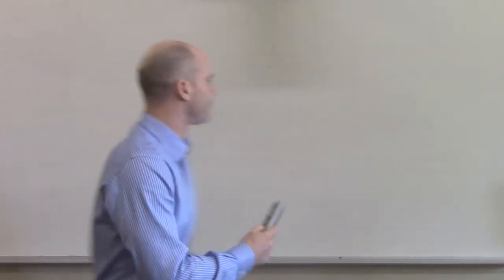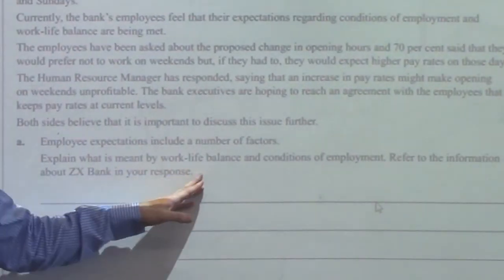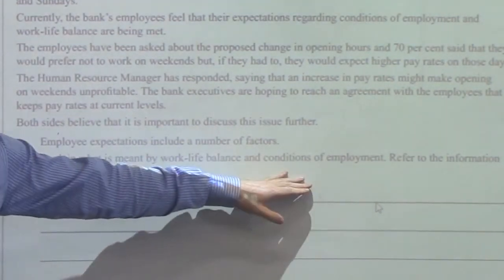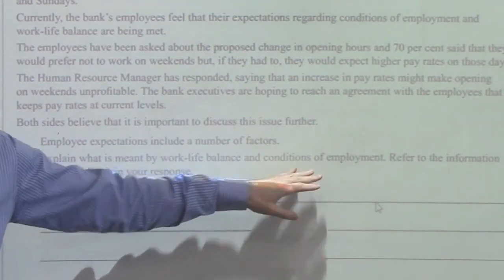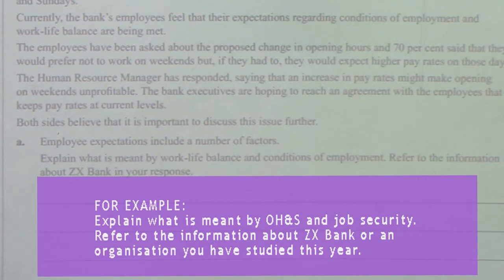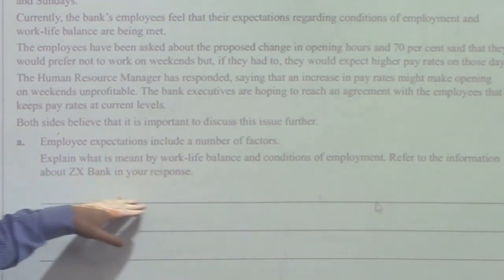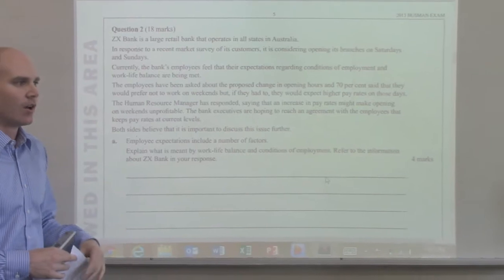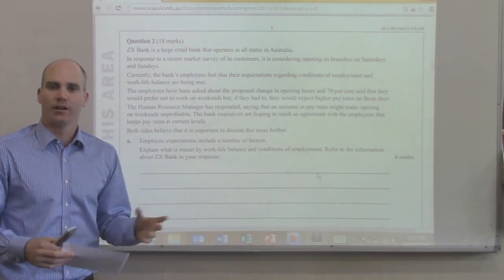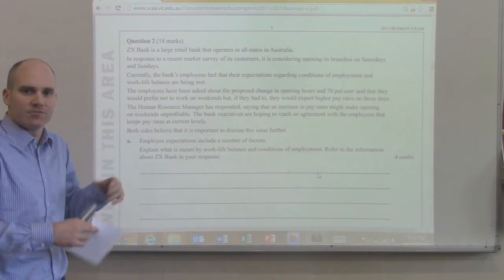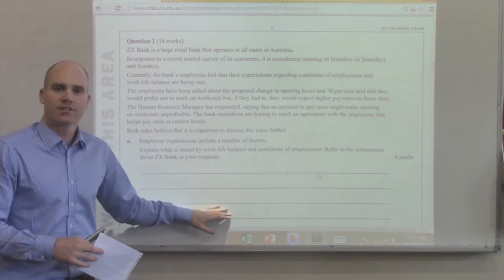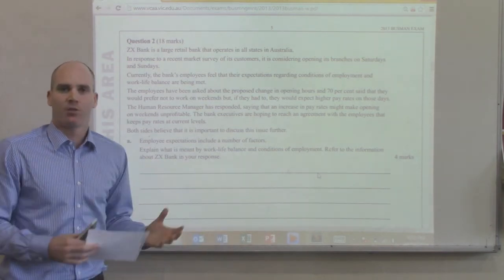So instead of work-life balance, some of the other elements that are written in the study design are conditions of employment. So you might change work-life balance and conditions of employment to job security and occupational health and safety, because they're the other two that are listed in the study design. And so you might try and answer the question on that. Also, rather than explain, you might change the question to discuss or to evaluate or to analyse or something more difficult. So it's good to do these questions, but remember the scenario will be different.